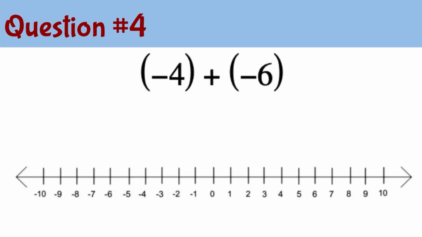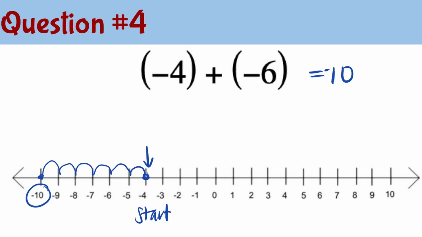Question 4. Negative 4 plus negative 6. In this problem, our starting point is at negative 4. And since we're adding a negative 6, this means that we're moving to the left 6 units. 1, 2, 3, 4, 5, 6. So the answer is negative 10.